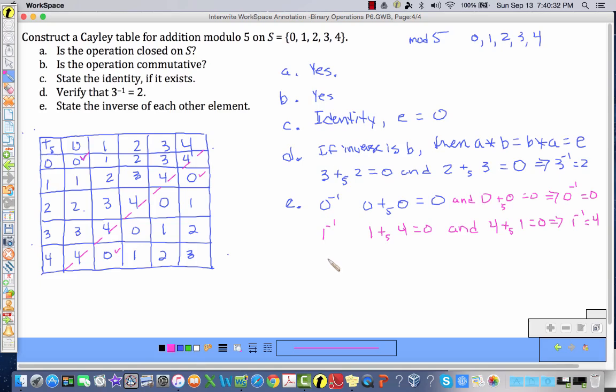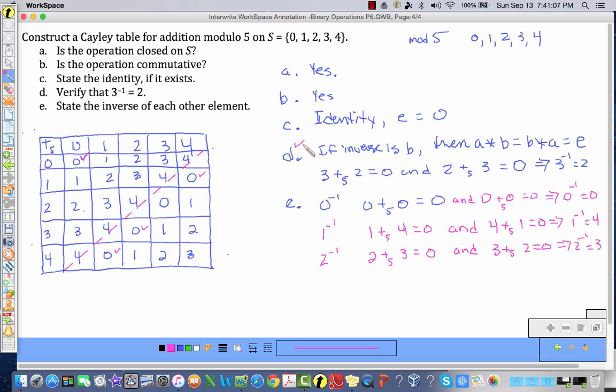And I think you get the picture here. So 2. Let's look here. Where's the 0? What did I do to get 0? I added 3. So 2 plus 3 mod 5 is equal to 0. And 3, which we've already proved, 3 plus 2 mod 5 is equal to 0. So that implies the inverse of 2 is equal to 3.